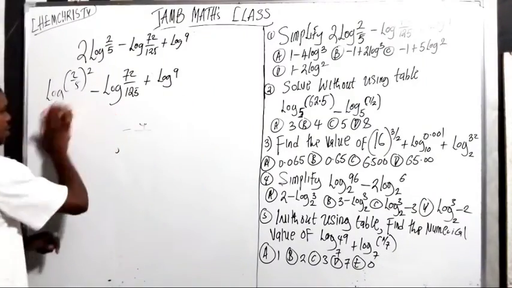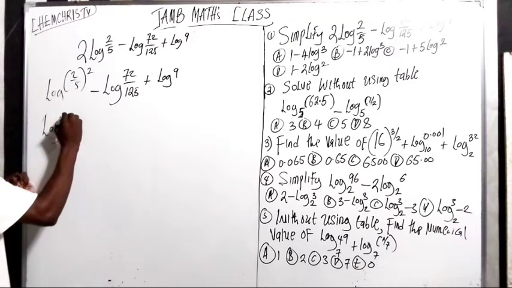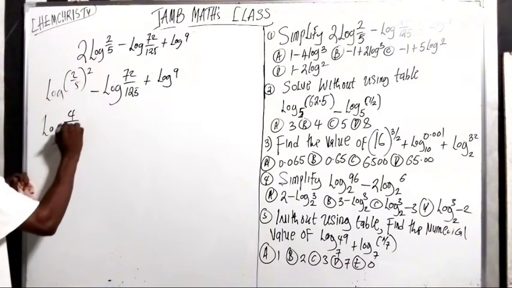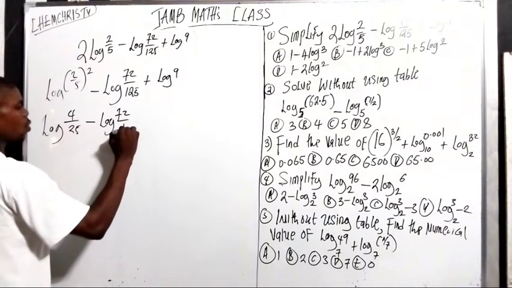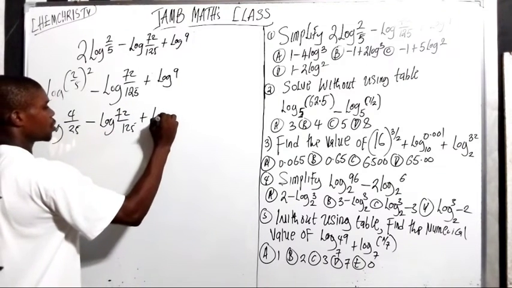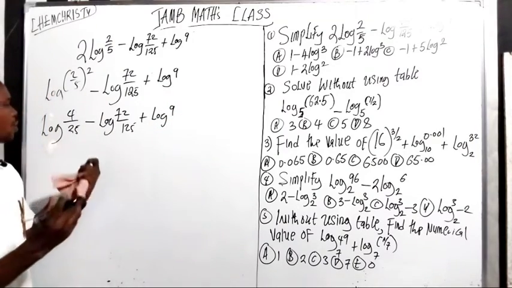So it means that you're going to have log 4 over 25 minus log 72 over 125 plus log 9. Since I've made them the same, what are we going to do here? I want to combine them together.